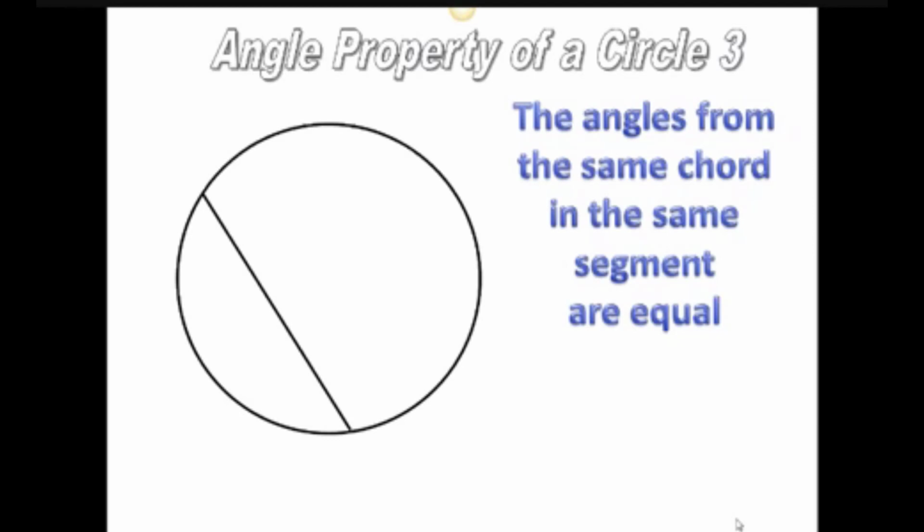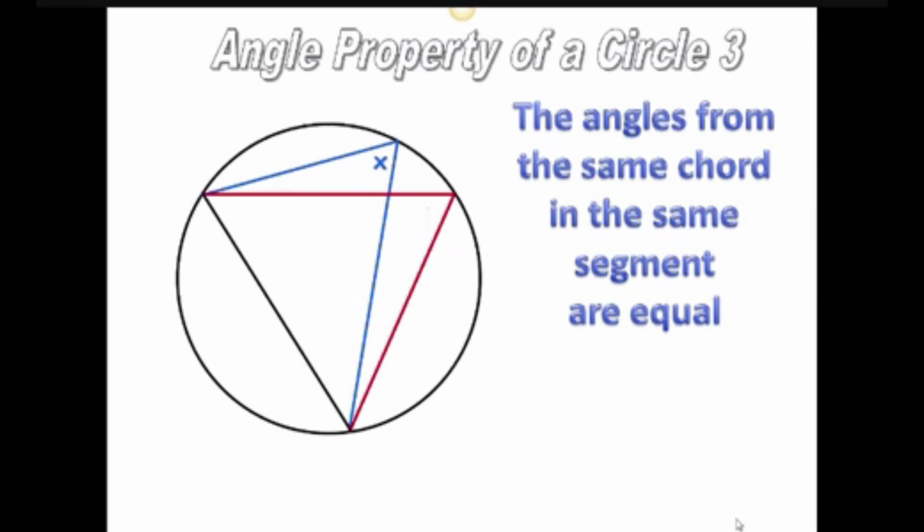If I connect either end of that chord to a point on the circumference, it forms an angle. If I do it to a different point, I call that angle X, do it to a different point, call that angle Y, and a different point, angle Z, and I could keep doing that provided I'm in the same segment. Now, provided they're in the same segment and from the same chord, those angles will always be equal to each other. And the way you'd explain that is angles from the same chord in the same segment are equal. So X, Y, and Z are all identical to each other.